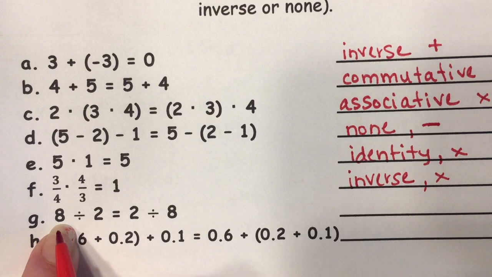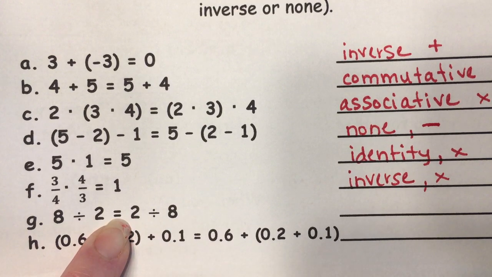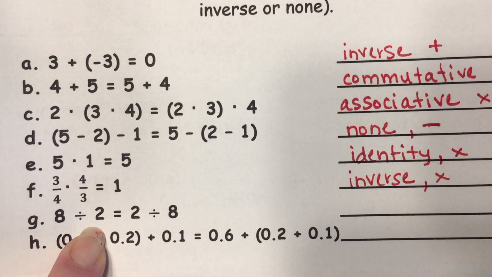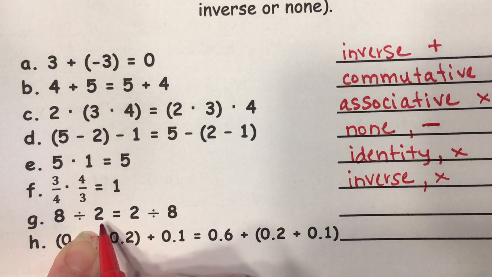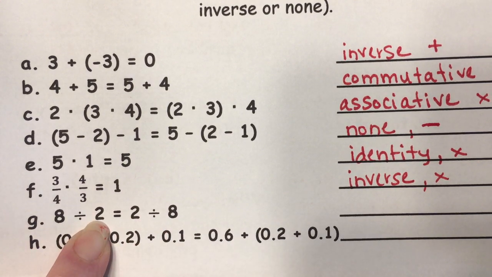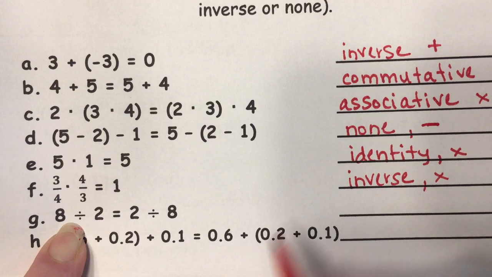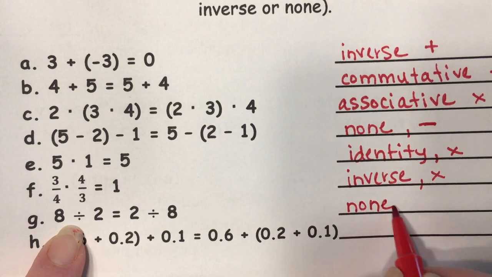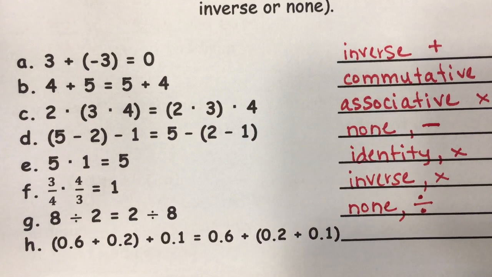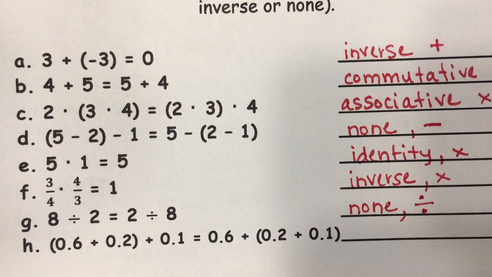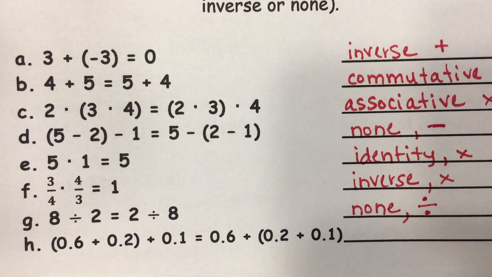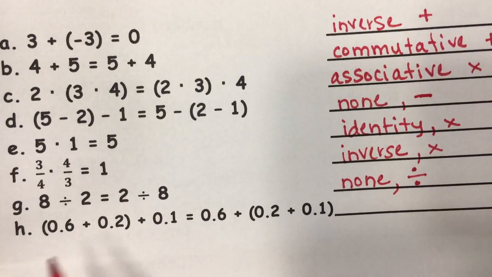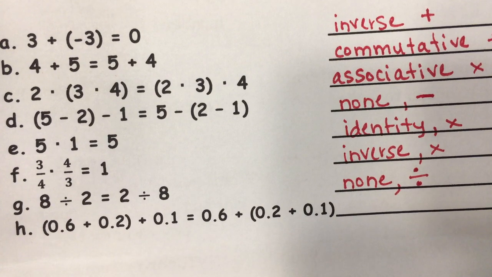All right, for G, I have 8, and then 2, and then 2, and then 8. So what changed here was the order. That sounds like commutative. Commute is when you go to school, and then from school you go home. Home to school, school to home. It's what it looks like. But does commutative work for division? No, so this is none. And why is that? Because it's division. 8 divided by 2 is 4. 2 divided by 8 is not 4, it's 1/4.